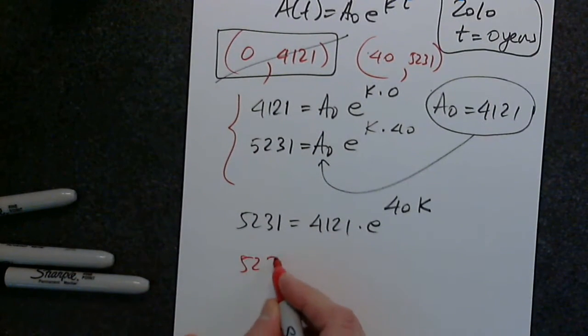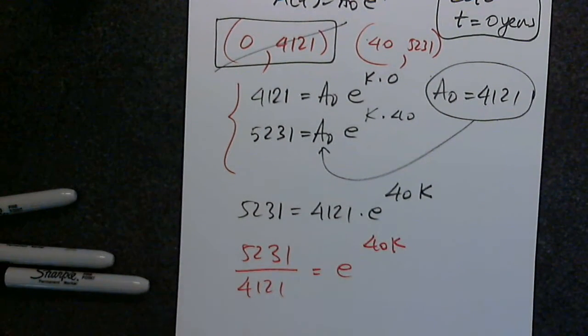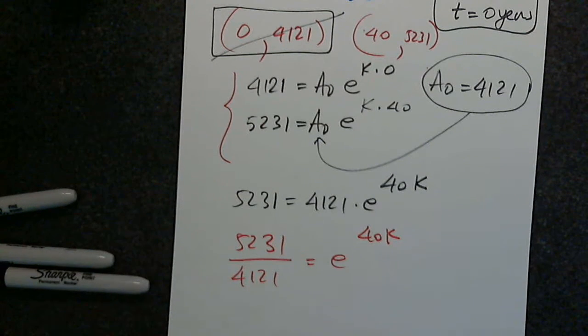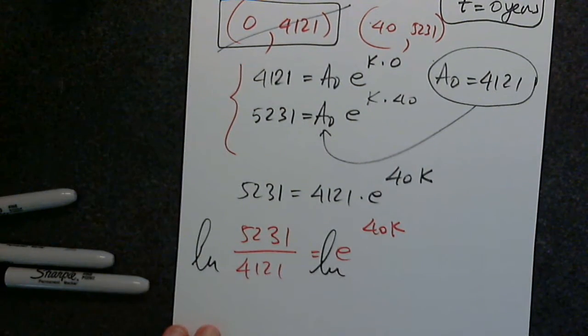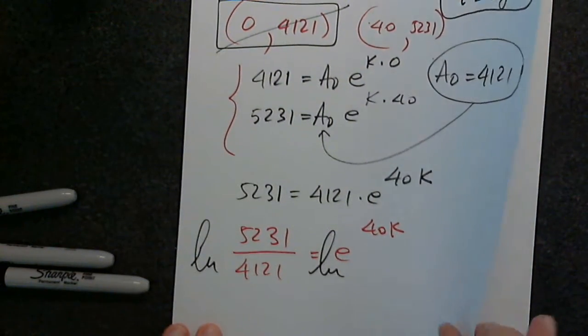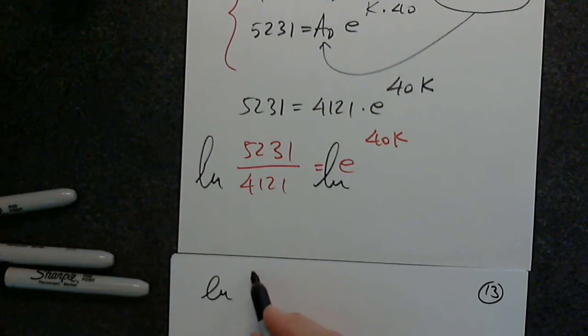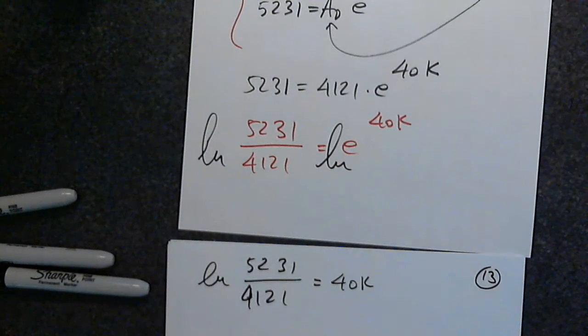Exactly. First of all, 5231 over 4121 equals e to 40k. This is the best step. The other one is fine, but it will take longer. Now, after it's completely cleaned up and ready to apply natural log, of course, I will apply natural log to both sides. So the left-hand side is natural log 5231 over 4121. The right-hand side is 40k because this is the only function that allows us to bring the power in front.